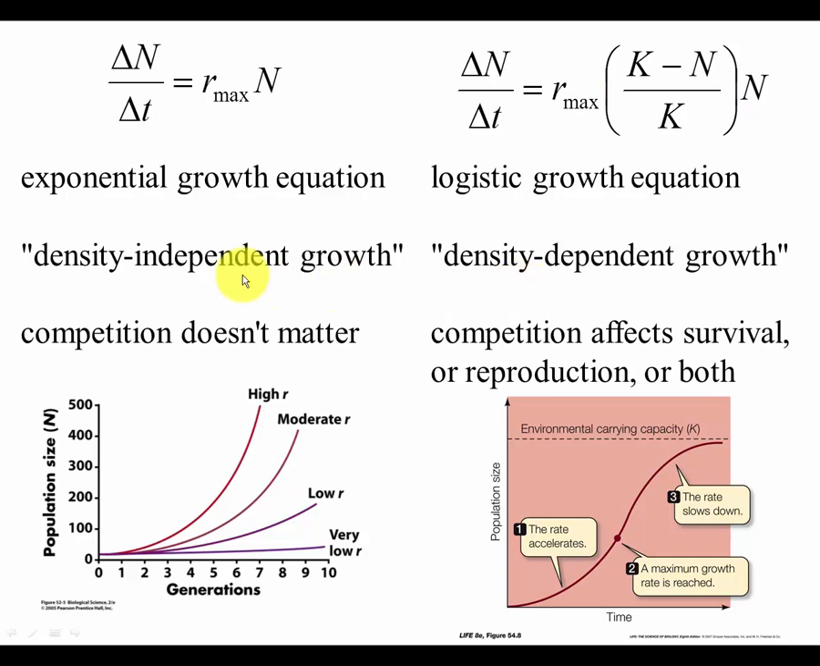Biologically, here's the difference between the two. Populations will grow exponentially, they will experience what's called density-independent growth, only when competition isn't really having an impact at all. When competition starts to affect individual survival or reproduction or both, then what you're going to see is something much closer to logistic growth, because the rate at which individuals are able to more than replace themselves will really start to depend on population density.